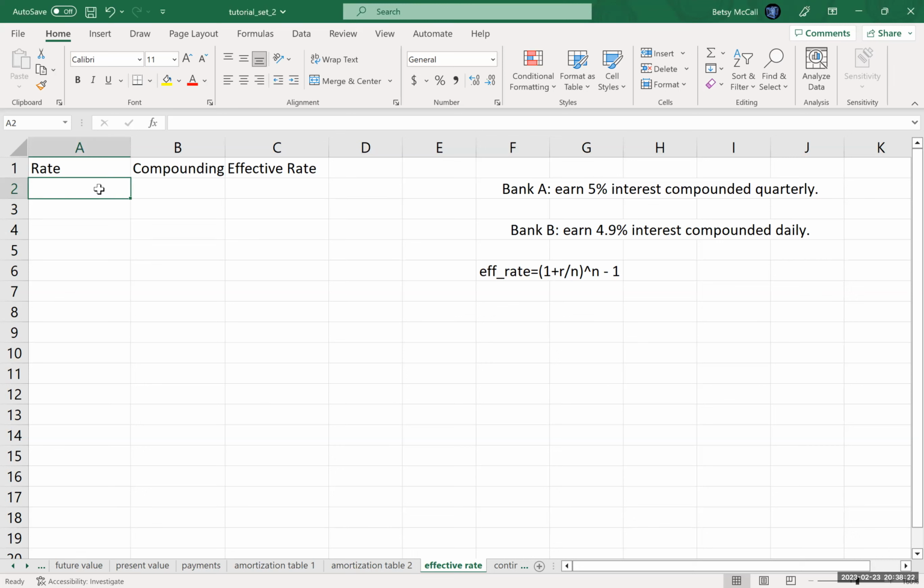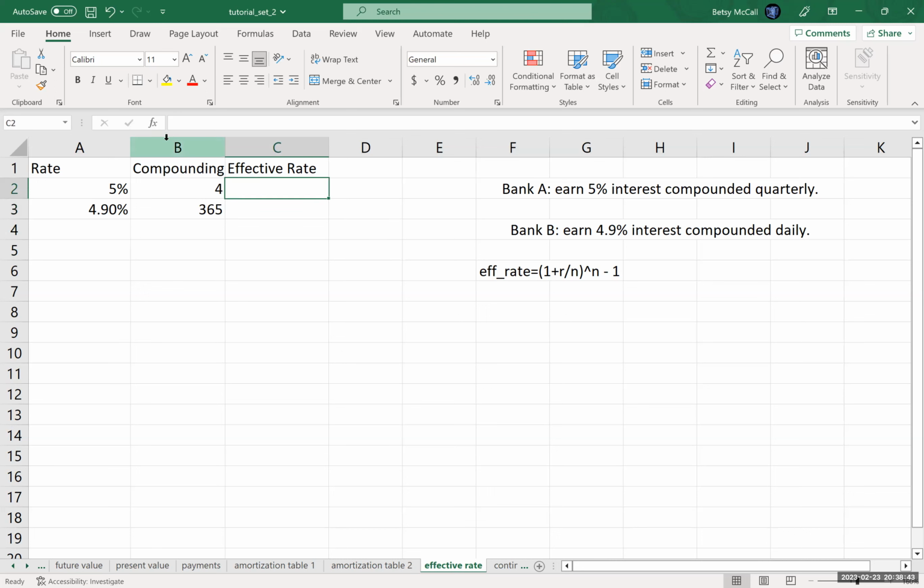So I've set up a little table that we can put our values in. The 5% rate, and in our first bank, we want to put in quarterly, so it's compounding 4 times per year. Our second bank is giving us 4.9% interest, a little bit lower, but it's compounding 365 times per year.